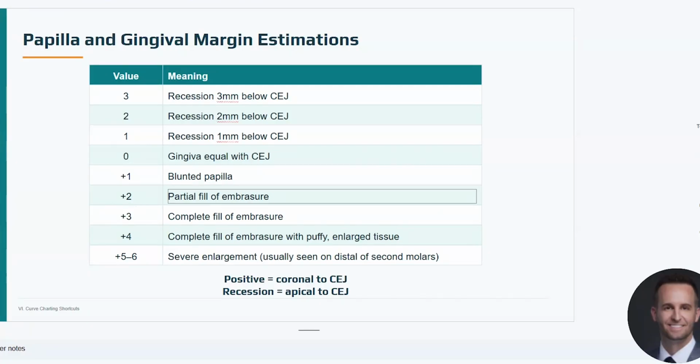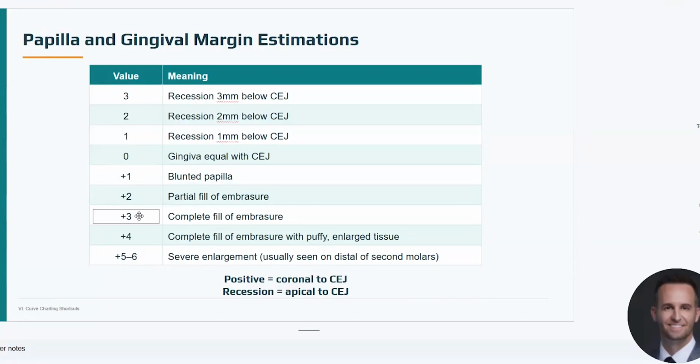If that papilla is there, but it's kind of blunted and you can stick a Proxibrush through there pretty easily, +1. If they've got complete fill of the embrasure, it fully fills it in, and that gum tissue is still kind of poking up even above that point, and it's really puffy and red and inflamed, go with a +4. And then if you've got gum tissue that comes all the way up to the occlusal surface, like on the distal of a second molar, go with a +5 or a +6. Use your best judgment. Again, it's all relative.